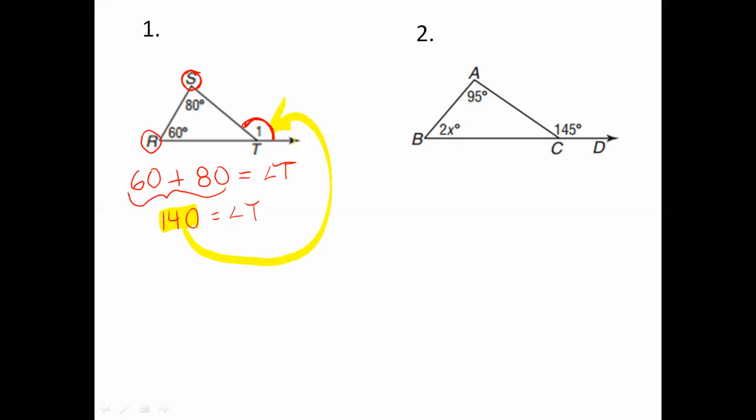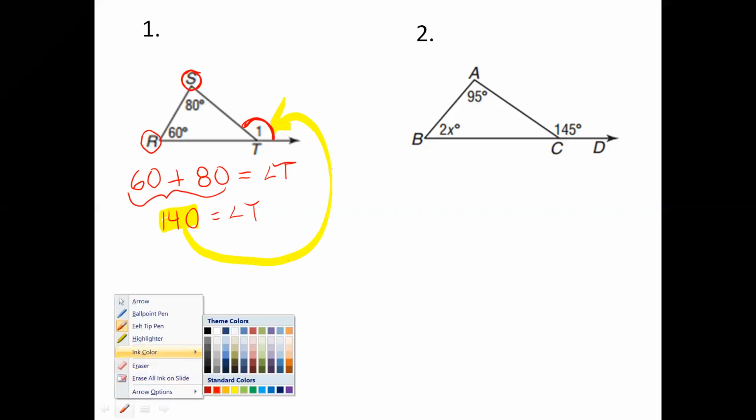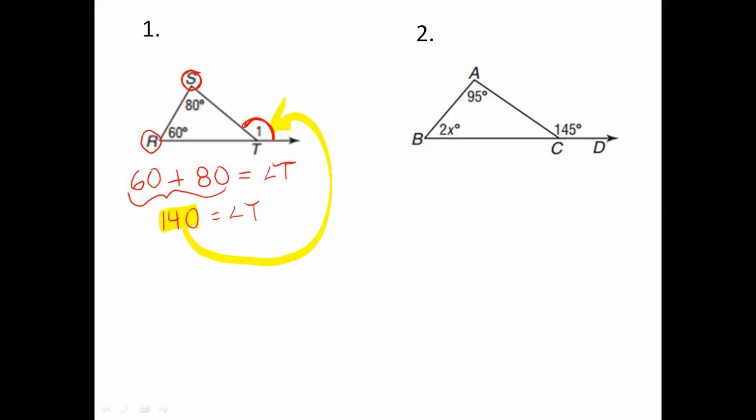The other one is slightly harder, not by much. Again, identify your remote and exterior angles. Our remote angles in this case will be angle B and angle A. They're located on the inside of our triangle, away from the exterior angle. Our exterior angle in here will be 145. We're going to add the two on the inside.